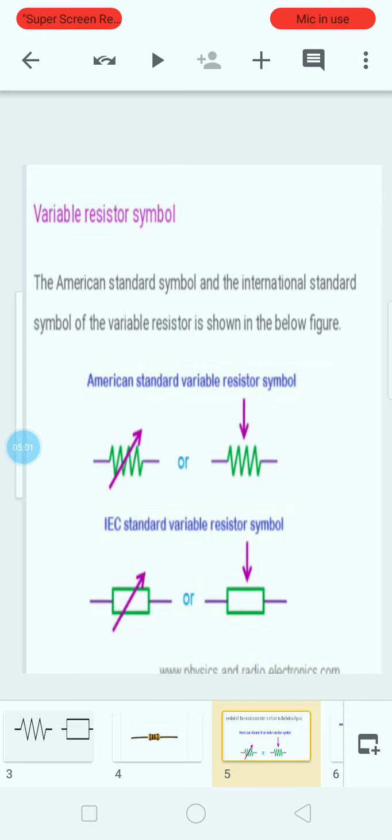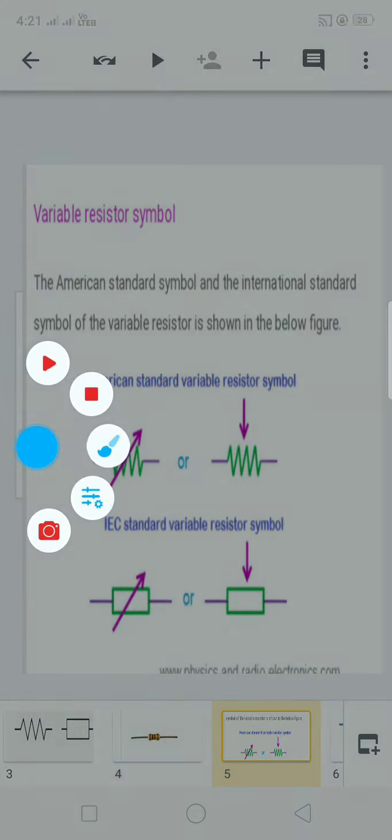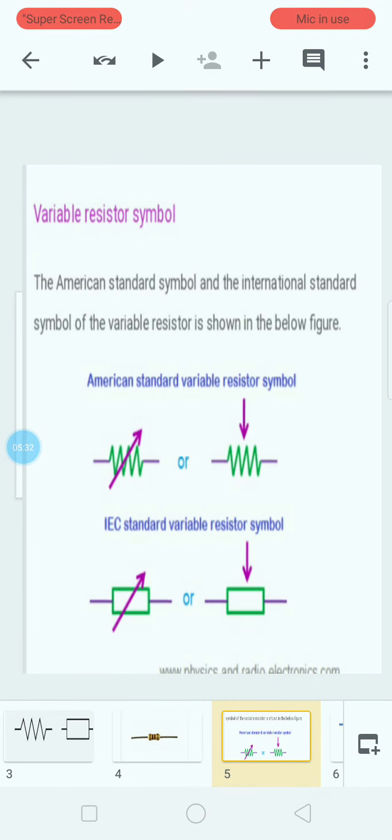Now we can see the definition of a variable resistor. The variable resistor is a resistor that controls, that means increases or decreases, the flow of electric current when we vary or change its resistance. In other words, when we vary the resistance of the variable resistor, the electric current flowing through it will increase or decrease. The American standard symbol and the international standard symbol of the variable resistor are shown in the given diagram.